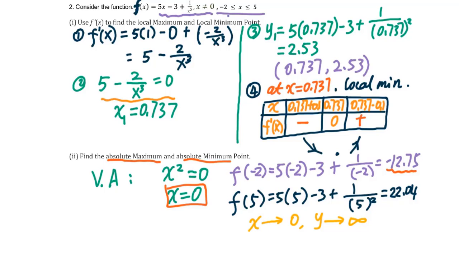Since when x is close to 0, the y will be positive infinity, therefore there is no absolute maximum value. We only have an absolute minimum value, which is negative 12.75.